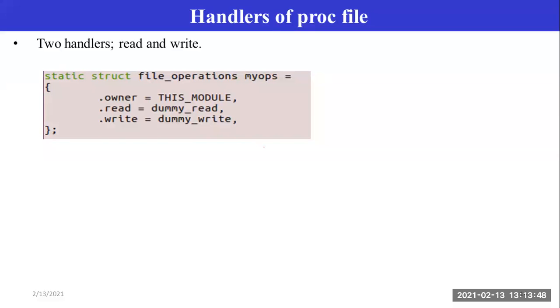It may happen that you are not allowing the user to configure your system. Examples are the files you can see in proc/net or proc/meminfo. For this proc meminfo file, write is not allowed, only read is allowed. So in that case, if write is not allowed, you can write .write equal to NULL. That means the write handler is disabled. Here in my example, both the read and write handlers are enabled.